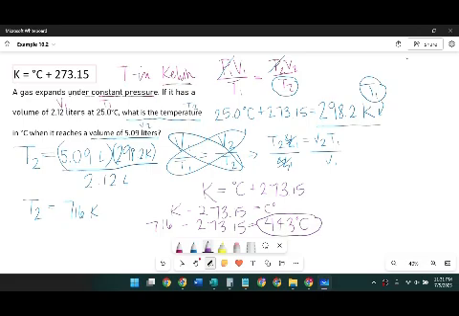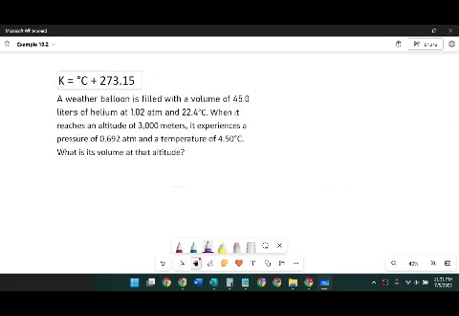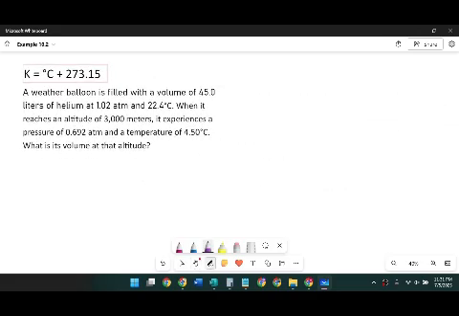All right, so the second one, because there's a part 2, not a part 2 to the question, but a part 2 to the example. The second one says, a weather balloon is filled with a volume of 45 liters of helium at 1.02 atm and 22.4 degrees Celsius. When it reaches an altitude of 3,000 meters, it experiences a pressure of 0.692 atm and a temperature of 4.50 degrees Celsius. What is its volume at that altitude? Now, we haven't talked about altitude yet, so you can know that this is not a significant part of the question.